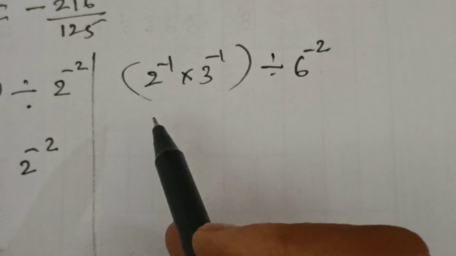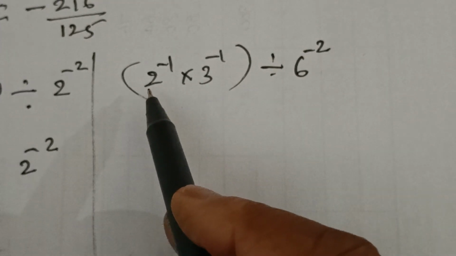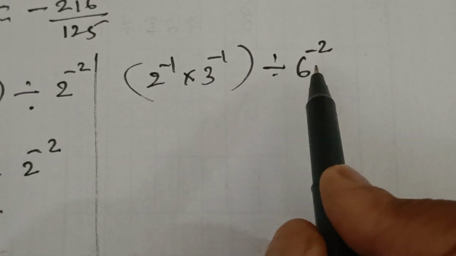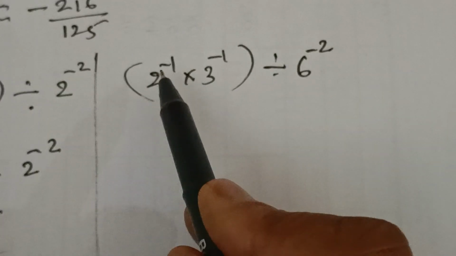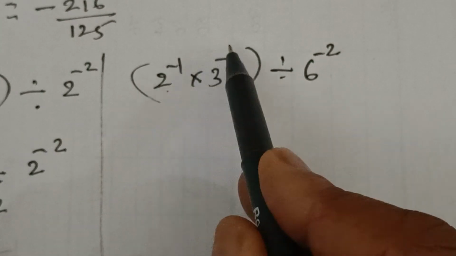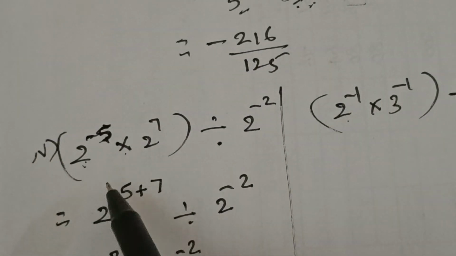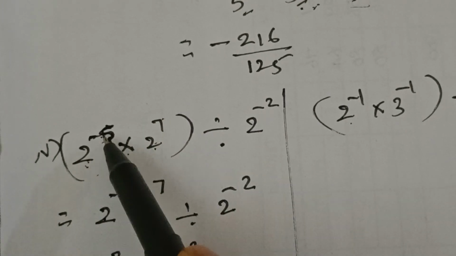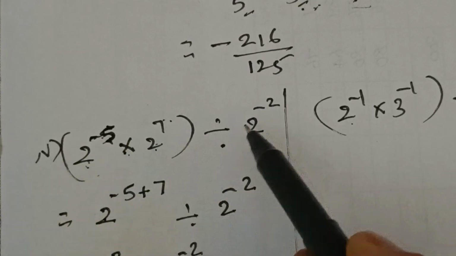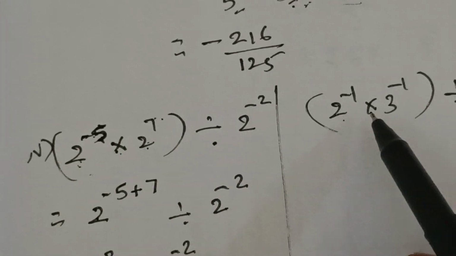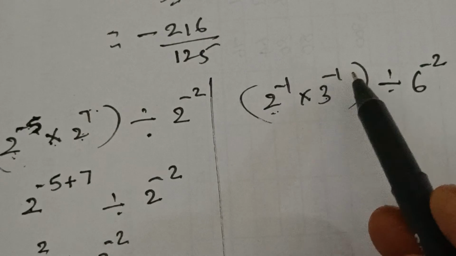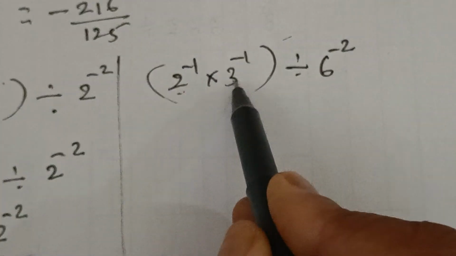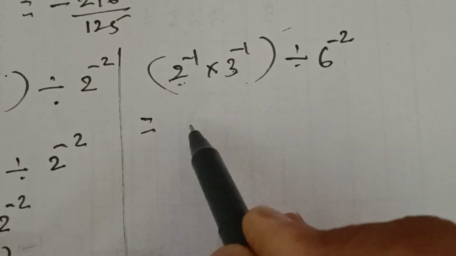Now look at this. It is the next law of exponents. 2 power minus 1 into 3 power minus 1 divided by 6 power minus 2. What is it? Bases are different, powers are same. And in the previous one what we had? Bases are same, powers are different. So one common base, and add the powers for multiplication, subtract the powers for division. But here the bases are different, power is the same. So what is the rule? Just multiply the bases. 2 3s are 6.